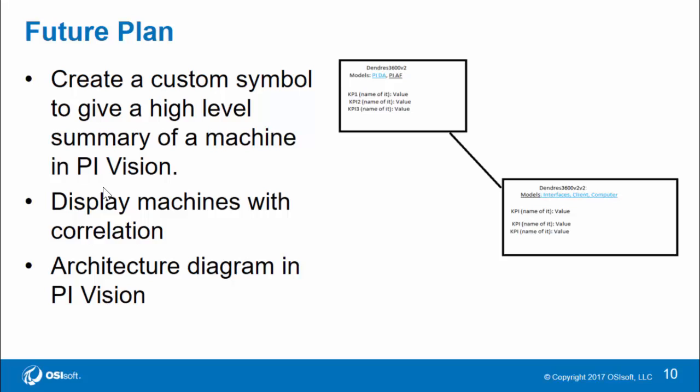To extend what we have built, since the machine information can now be uploaded to the AF server, our future plan is to create a custom symbol to give a high-level summary of the machine in PI Vision. The symbol would look like this, with a few KPIs, as well as the role of the machine and the machine name. We also want to display the correlation between machines so that we can form an architecture diagram in PI Vision and save it as a display.